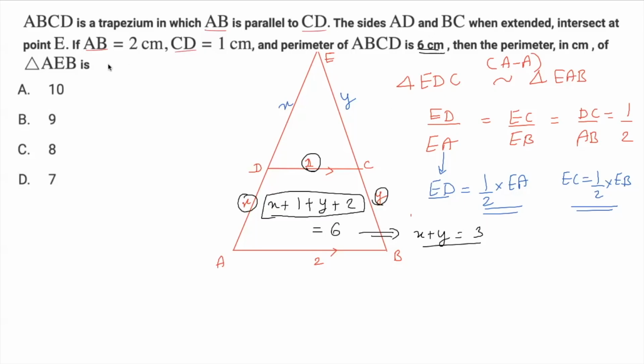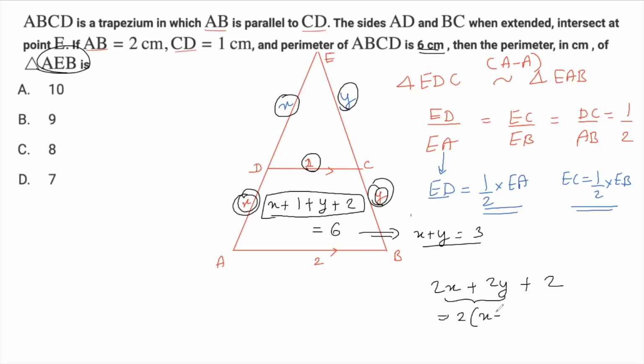The answer we need is the perimeter of triangle AEB. For triangle AEB, the perimeter will be X plus X, 2X, and Y plus Y, 2Y, and the 2 here, right? Finally, between these two, if I take a 2 common, 2 into X plus Y remains, plus 2. But X plus Y we already know as 3. We put it here. 2 3s are 6 plus 2, 6 plus 2, the final answer to our question is 8.